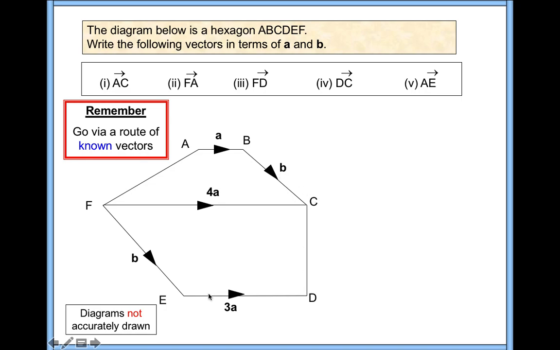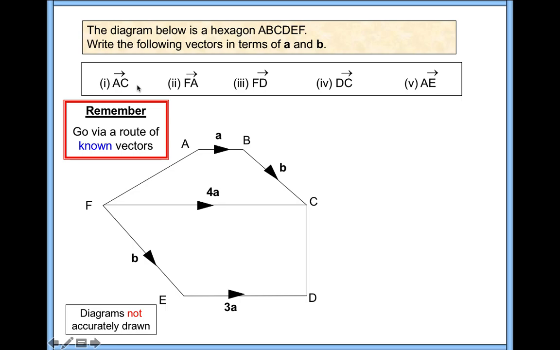Vector ED is described using the term 3A. And vector FE is described using the term B. Likewise, vector FC is described using the term 4A. Now, vector AC. We will see the first question, vector AC.